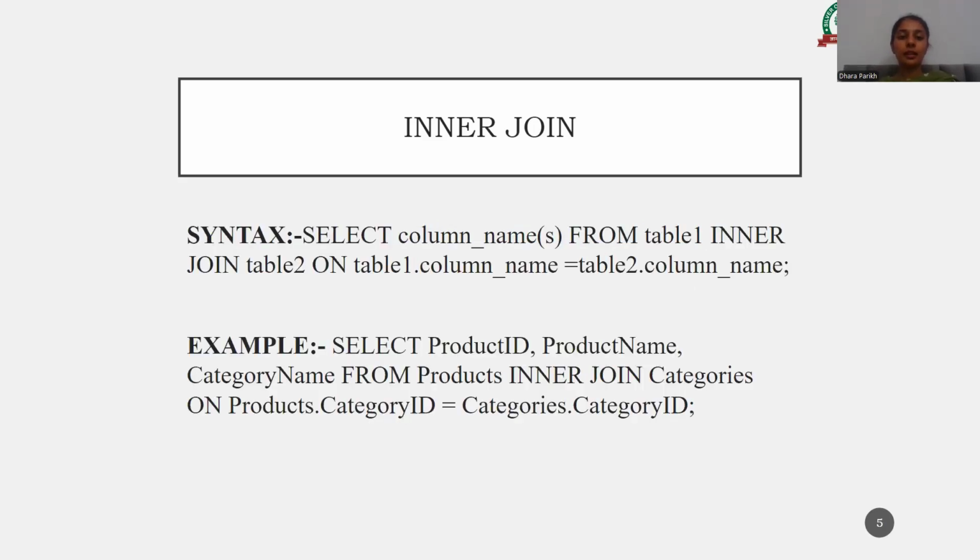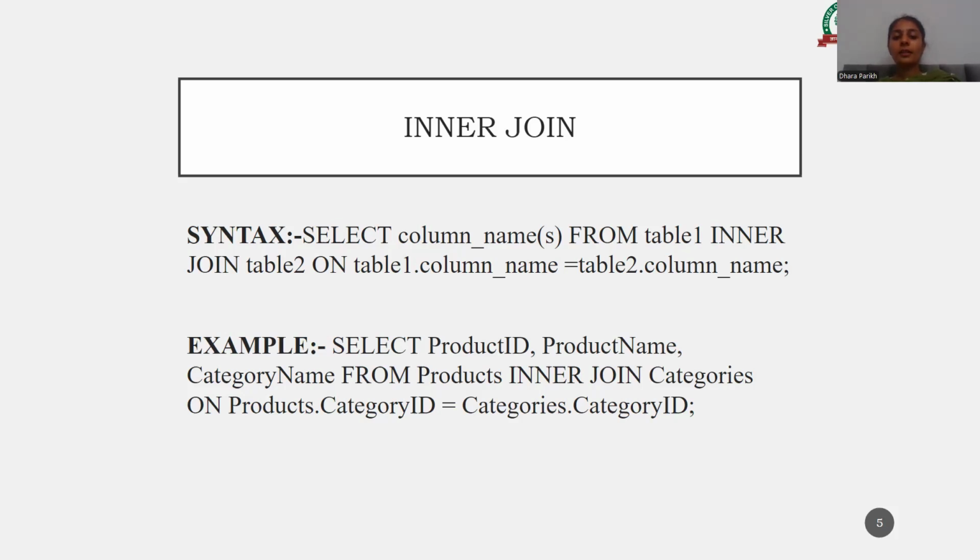Here is the syntax of the inner join: SELECT column name FROM table 1 INNER JOIN table 2 ON table1.column_name = table2.column_name. After ON, we specify which column of table 1 is equal to which column of table 2.